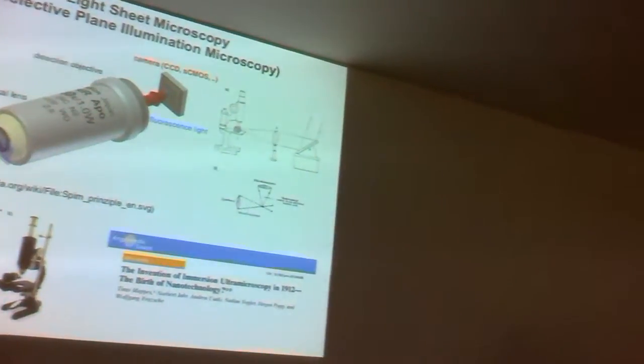Right, so we just take a sheet, we want to just create a sheet of light and then just slice through the sample. Okay? And we do it orthogonally, there we are. That's an example. We can scan the beam, we can use a cylindrical lens, depending on what you want to do. And I just look at 90 degrees, okay?